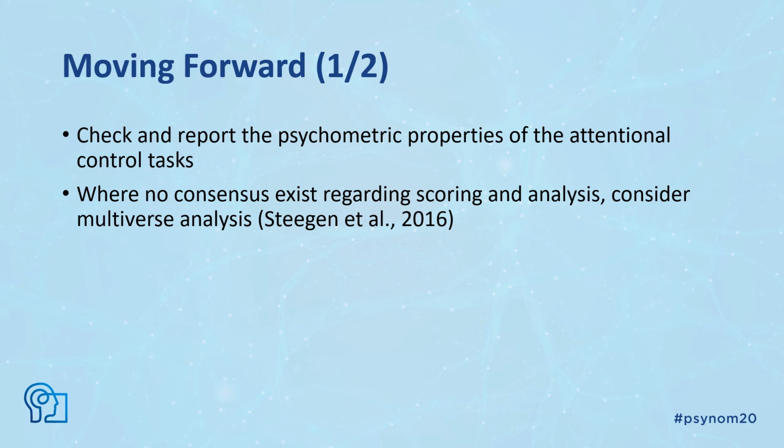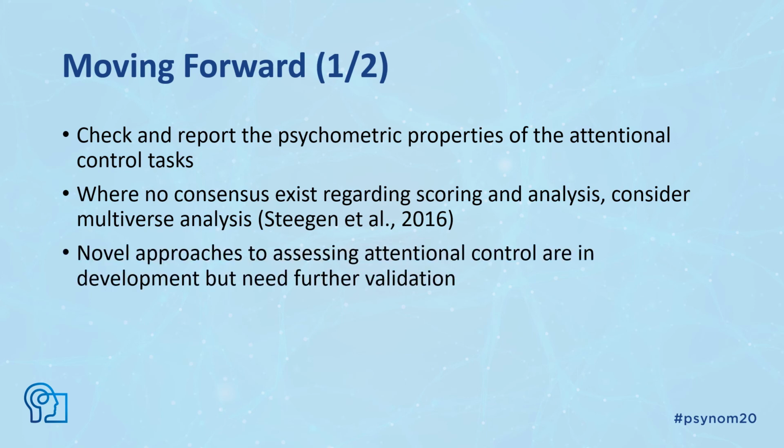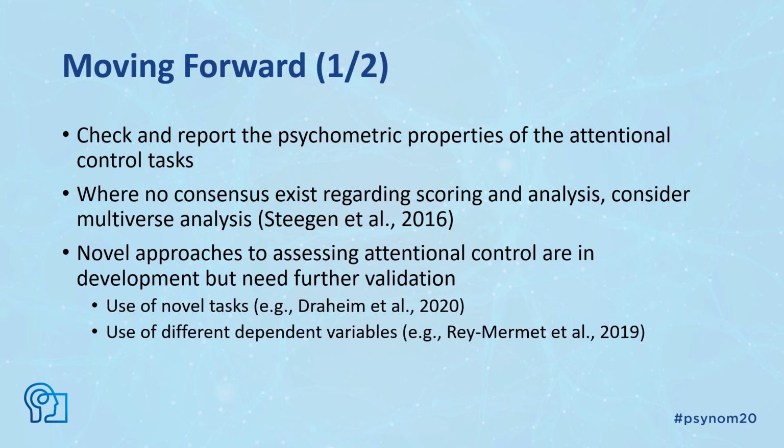Second, when there is no consensus regarding scoring and analyses of particular paradigms, we could do multiverse analysis, which means that we would run the analyses in all possible ways and check how robust our conclusions are. Third, several groups have now started to develop novel approaches to assess attentional control, both novel tasks and the use of different dependent variables. Of course, they need further validation and there will be lots of discussion, but it demonstrates that we won't just bury our heads, but can actually move forward from this.